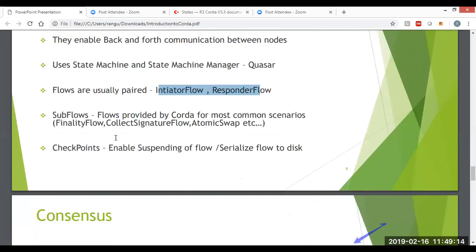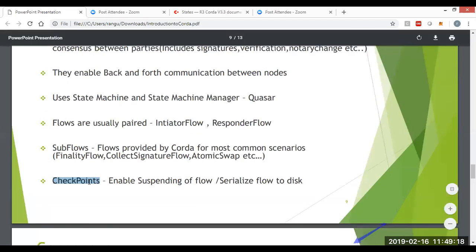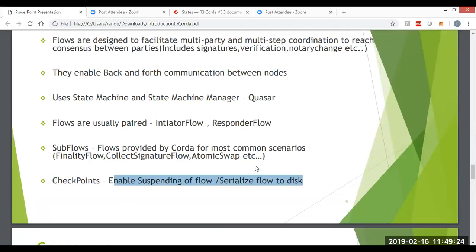One important thing is called checkpoints. When you write flows, you have to make sure checkpoints are enabled. What checkpoints will do is, if I send a transaction to party B, and party B takes 10 days to come back to me, how does that work?